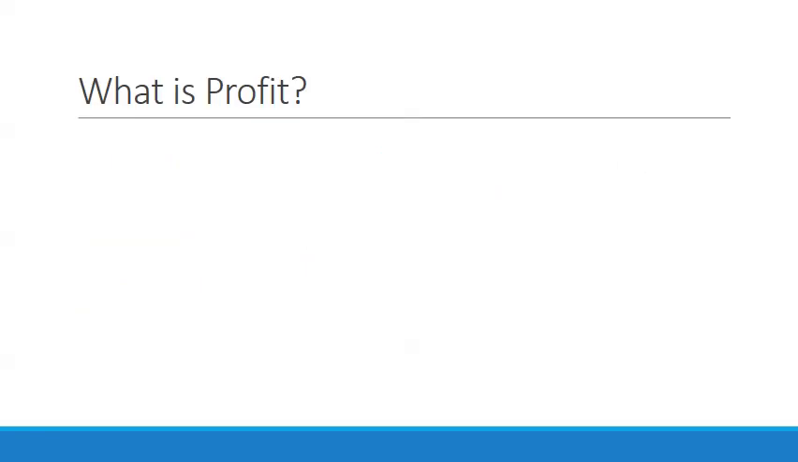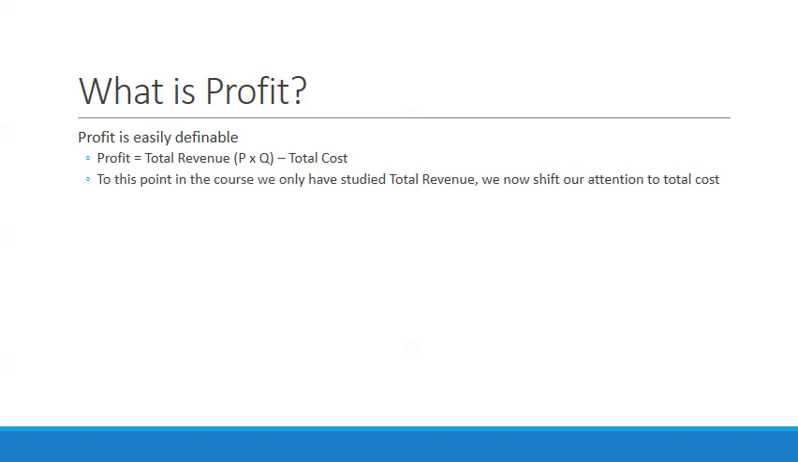So we're going to start by looking at what is profit, and profit is easily definable because it's total revenue, which is price times quantity, minus total cost. And to this point, all we've done is study total revenue. So we'll take in detail and look at cost. Total revenue is the amount received for the sale of its output. So this is what a firm is making for selling its products. Total cost is the market value of the inputs a firm uses. So this is going to be the cost of all those factors of production.